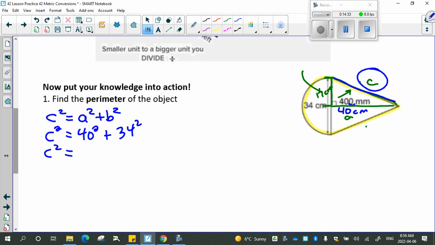So 40 squared is 1,600. And 34 squared, I don't know in my head.